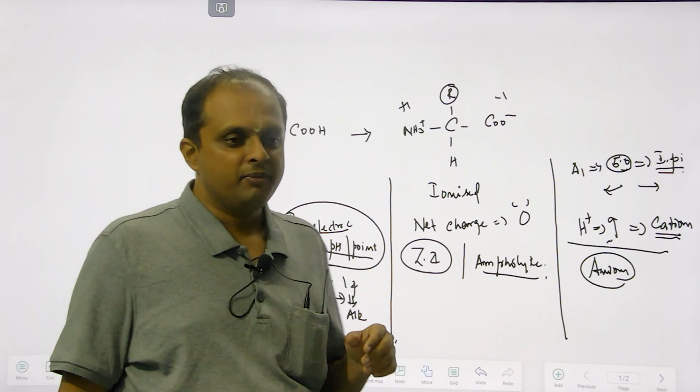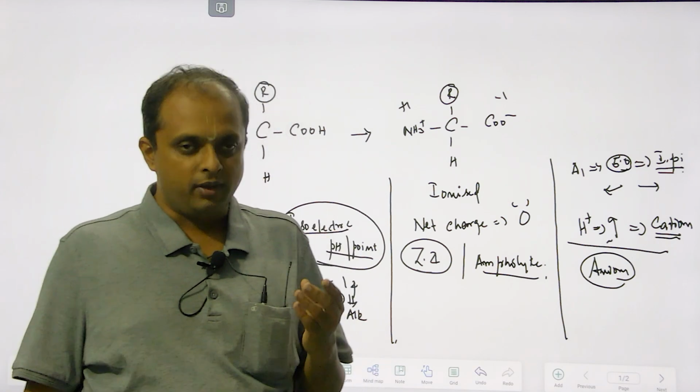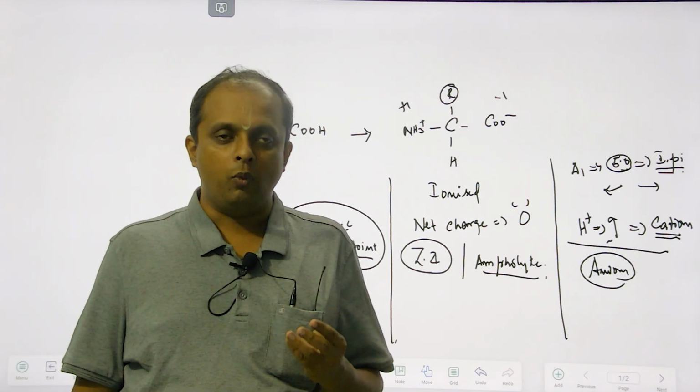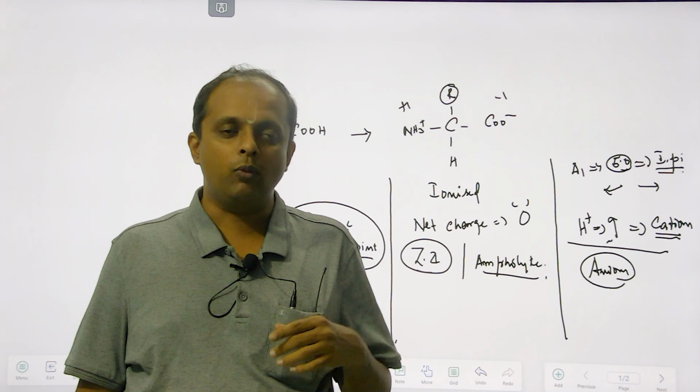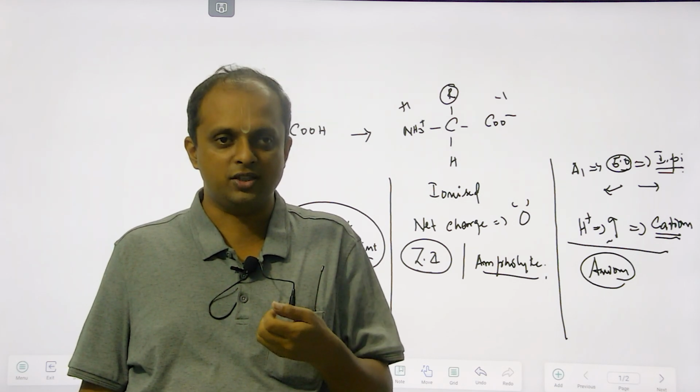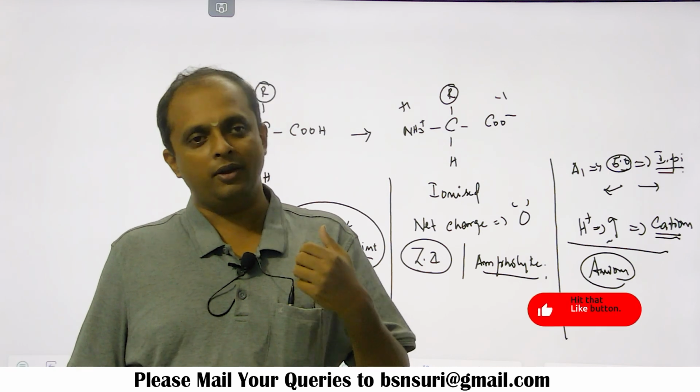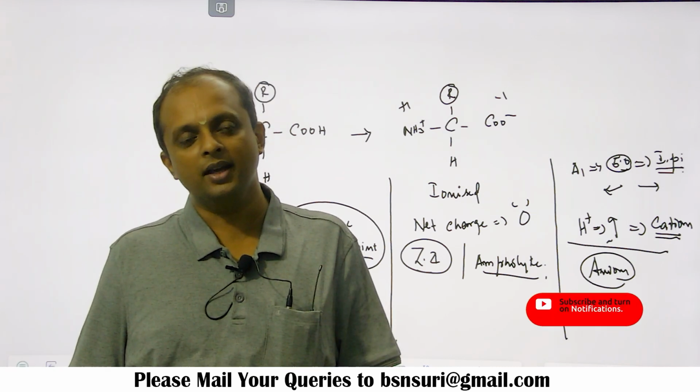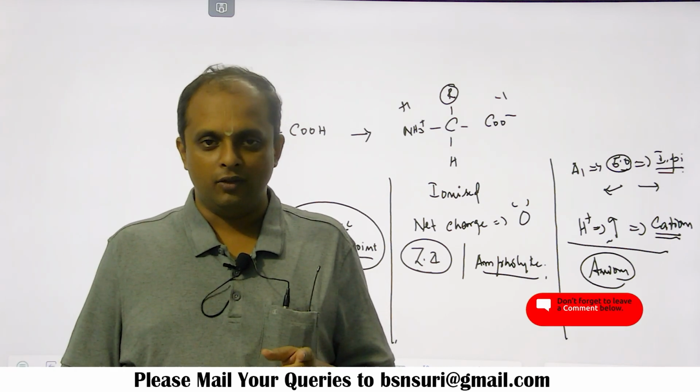To summarize, today we have talked about what the zwitterionic form is, what isoelectric pH is, and how an amino acid is going to behave if you bring down the pH from the isoelectric pH, or if you increase the pH away from the isoelectric pH. So hope things are clear.